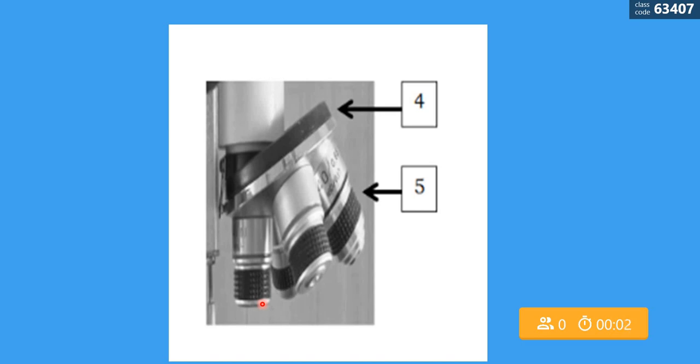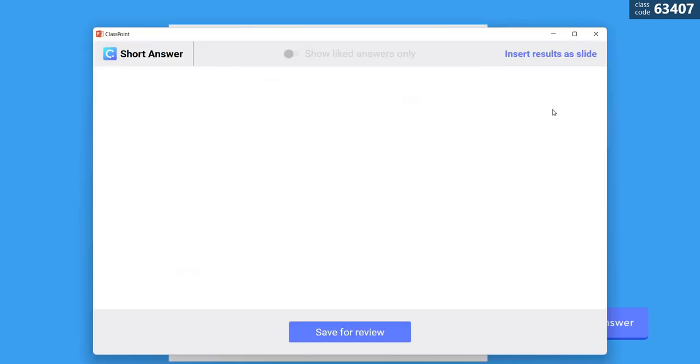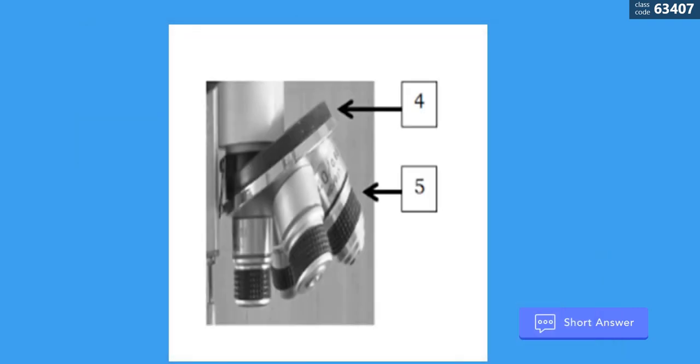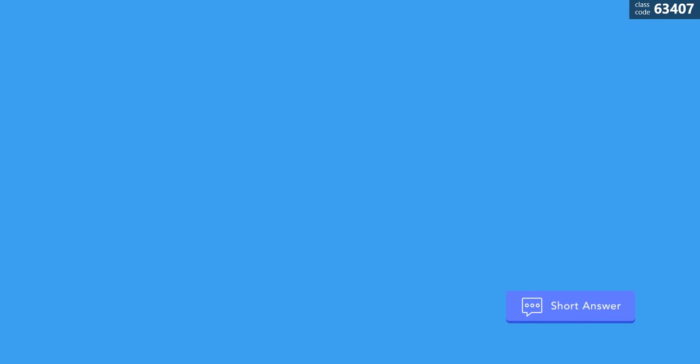KIN 63407 as our class code. Okay, time is up. Let's reveal the answer. The answers are, for number 4, we have revolving nosepiece. Yes. Congratulations. Okay, for number 5, we have objective lens. Congratulations. Okay, so let's have the next picture.